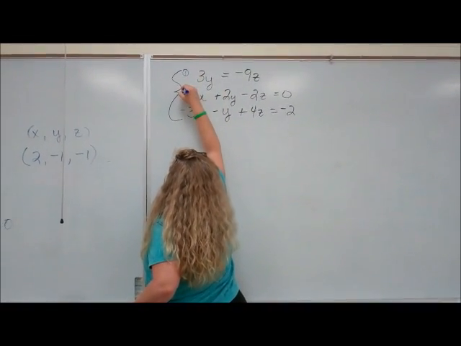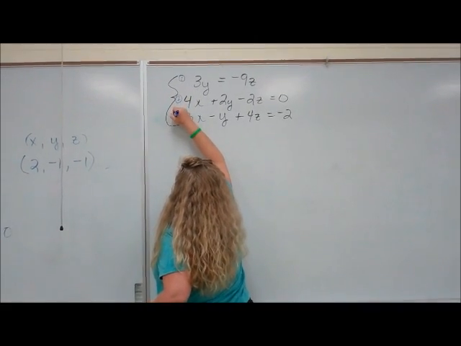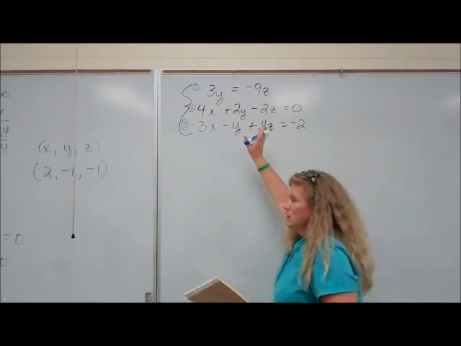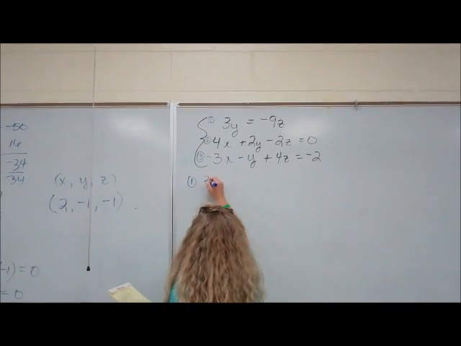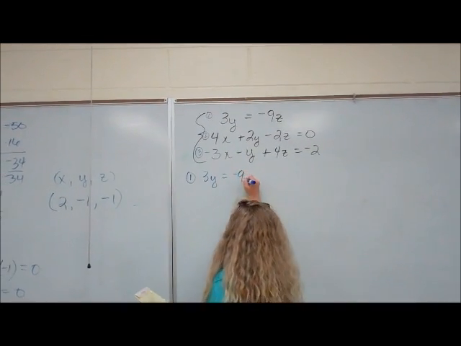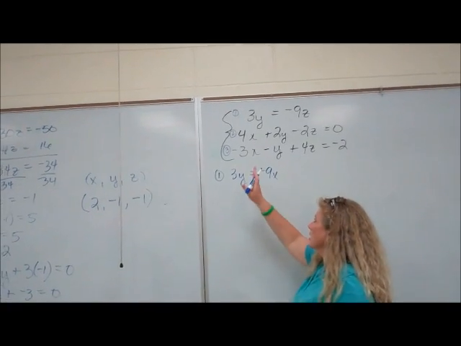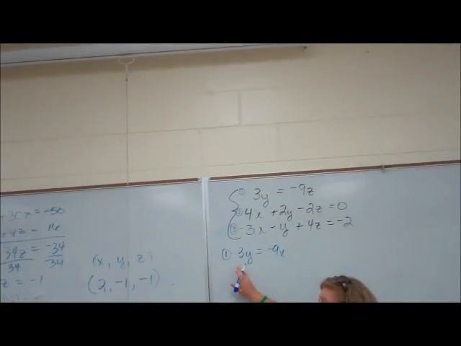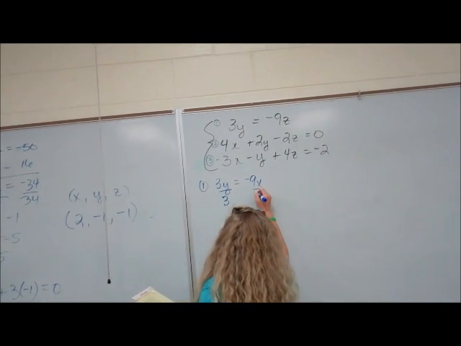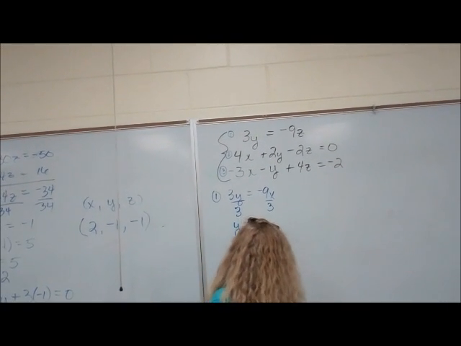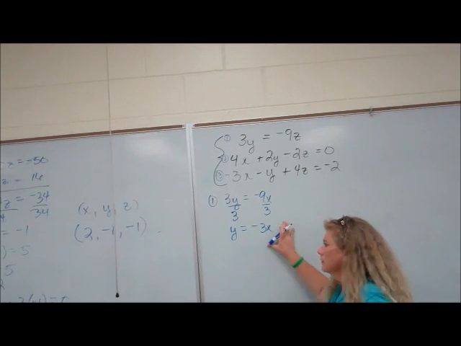Again, number the equations just because it helps to distinguish between the 3, because there's so many of them, it's easy to get confused. We're going to take equation number 1, 3y equals negative 9x, and we're going to solve for y. When we solve for y, we're going to divide by 3. Y equals negative 3x.